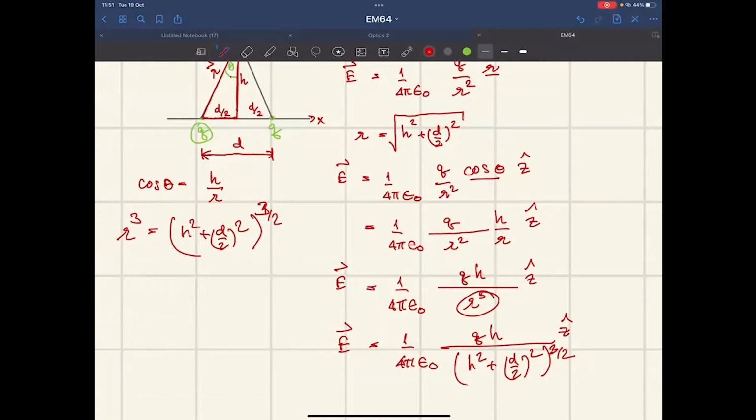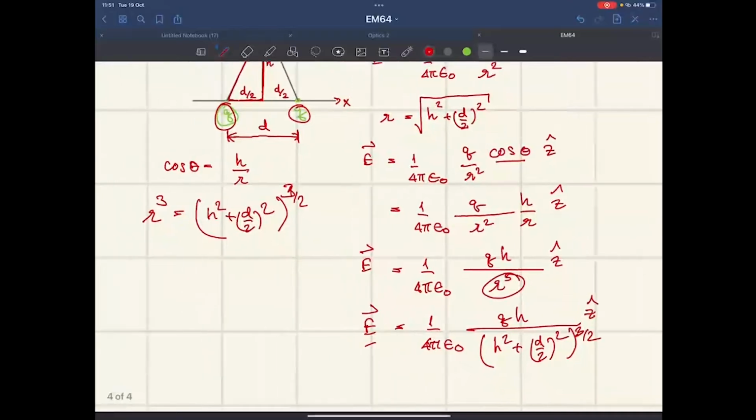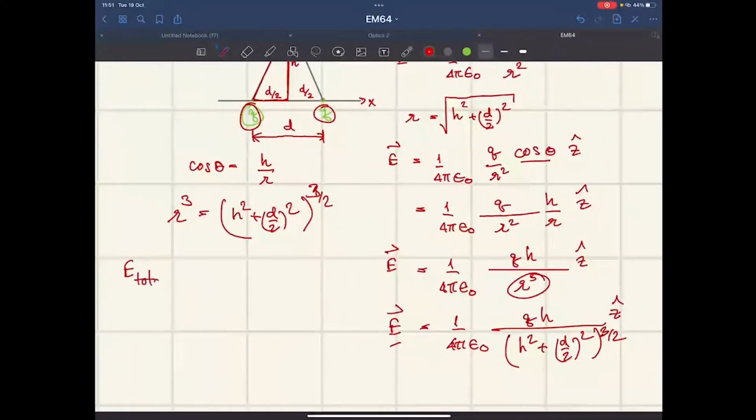Any questions? I didn't do anything, just simple mathematics. And this is only the E field from this charge here. But this charge has the same amount of charge, so we just multiply by 2. For E total, E total is equal to 2E, right? Because from here and from here they are equal. So just multiply by 2. So we have 1 over 2 pi epsilon naught, QH divided by (H squared plus (D over 2) squared), the whole thing to the power of 3 over 2.